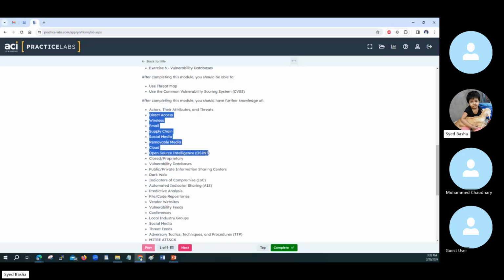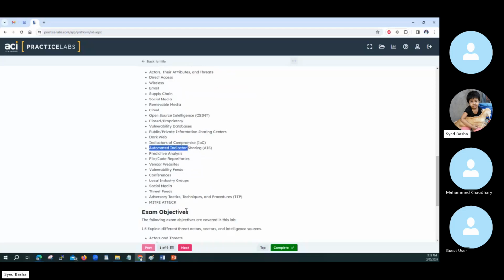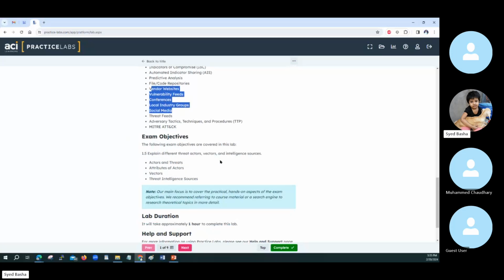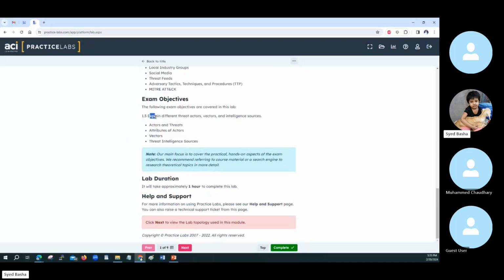This is open source intelligence. On all these things, inshallah. Also the dark web and IOC. We will see all these things one by one. These are the exam objectives: you should be able to explain what threat actors are, what vectors are, and intelligence sources. This lab is going to take only one hour from you. We are here at 1 of 9, so I'll just move to the next.